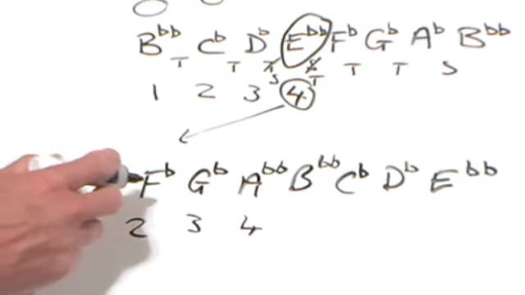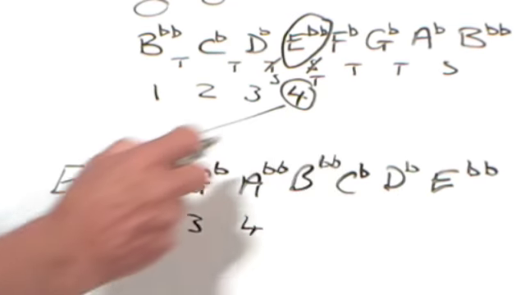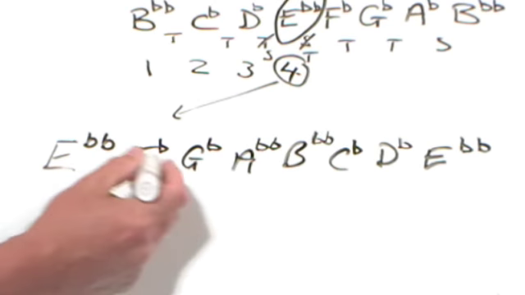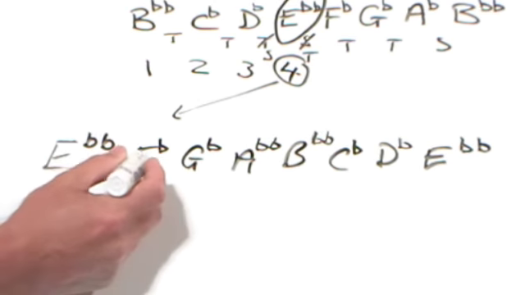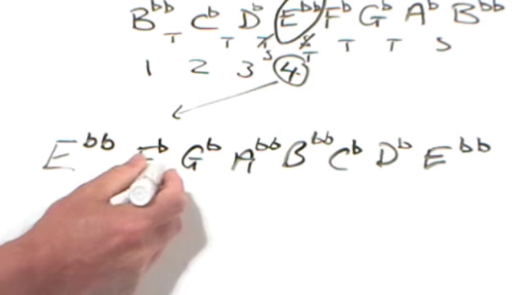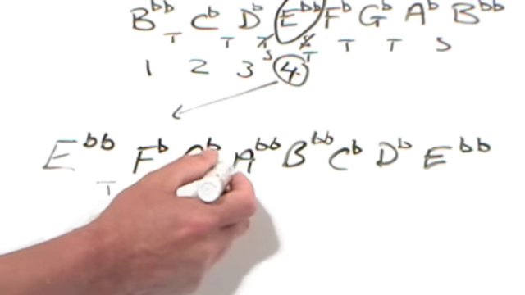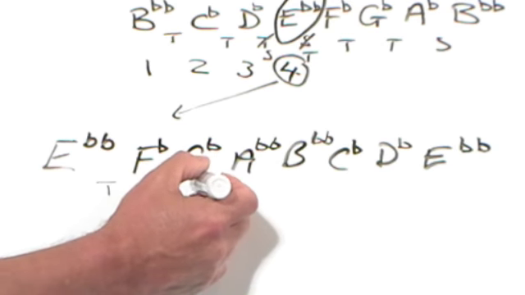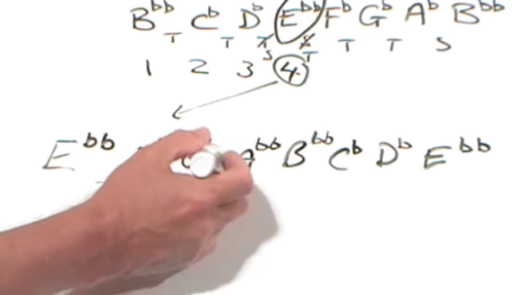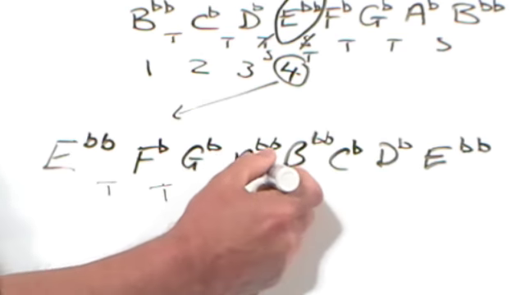So the key of E double flat major has 1, 2, 3, 4, 5, 6, 7, 8, 9, 10 flats. Now let's check our intervals between each note. So E double flat to F flat, that's a tone. F flat to G flat is a tone. G flat to A double flat. Remember, A double flat sounds the same as G, so it's like saying G to G flat, so that's a semitone. A double flat to B double flat, that's a tone.